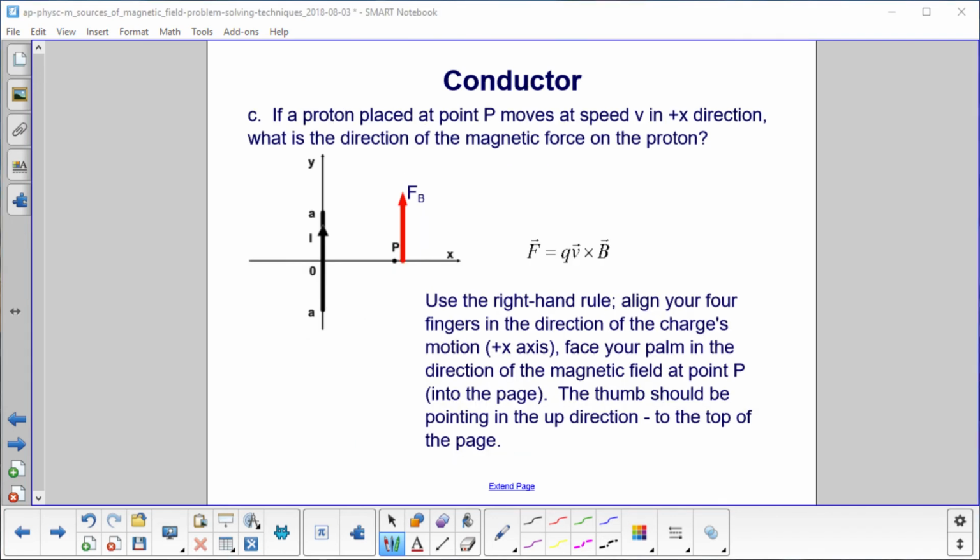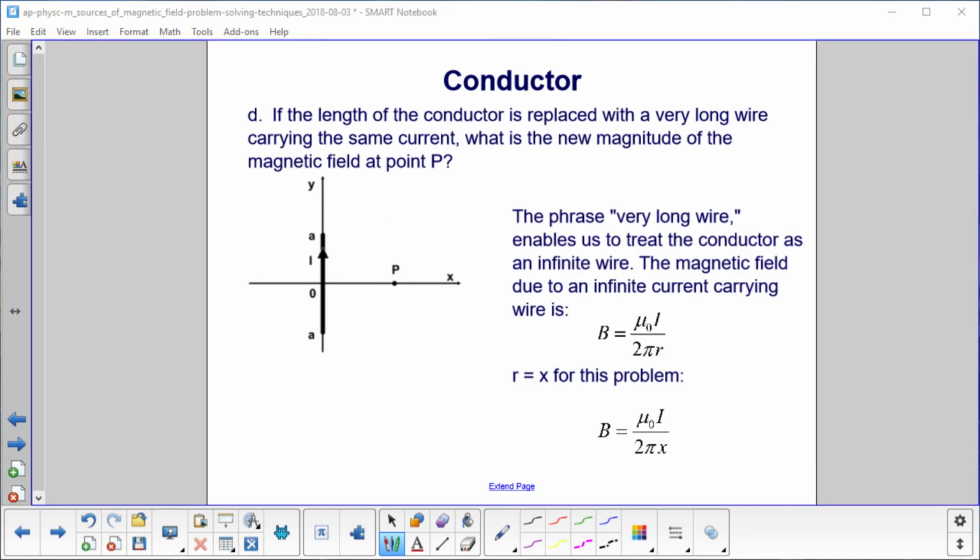If a proton placed at point P moves at a speed v in a plus x direction, what is the direction of the magnetic force on the proton? So the proton's up there at point P, moving in that direction. Use the right-hand rule. Align your four fingers in the direction of the charge's motion, and that's this arrow right here. Face your palm in the direction of the magnetic field, which is into the page. We found that out earlier. Your thumb should be pointing in the up direction, to the top of the page. So this is the force on the proton moving to the right.